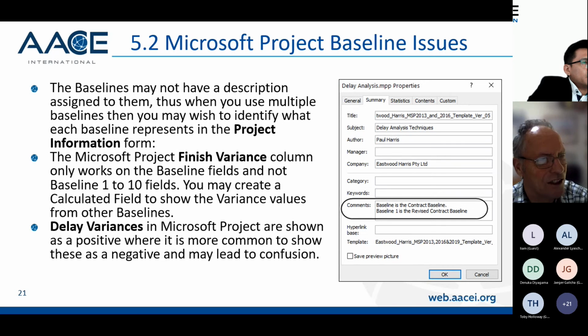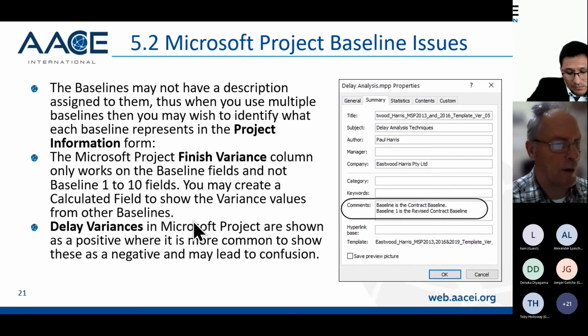And also delay variances in Project are shown as positive. So if you are late, it's shown as a positive, whereas more often it's shown as a negative. So usually bad things are shown as negative. If you look at P6 or Powerproject, they show delays as negative, whereas Microsoft Project shows them as positive, which sometimes adds a little bit of confusion.